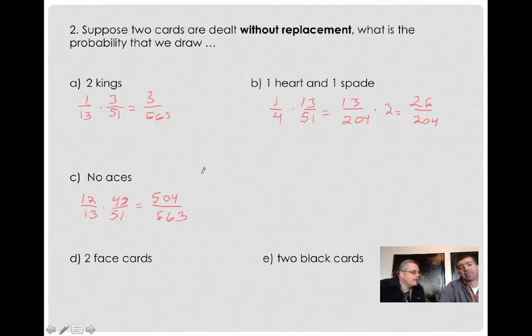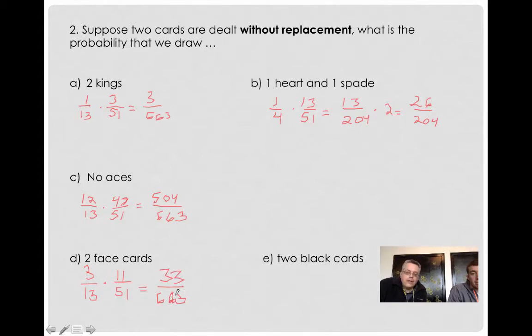So you just got to think, that second card, you got to think the deck has changed. You got to think how many cards are left and how many of what you want is left. All right, 2 face cards. Initially, to get a face card, it'd be 3 out of 13, or 12 out of 52, times... so 1 face card is gone. So we have 11 left, 11 out of 51. So that's going to be 33 over 663.